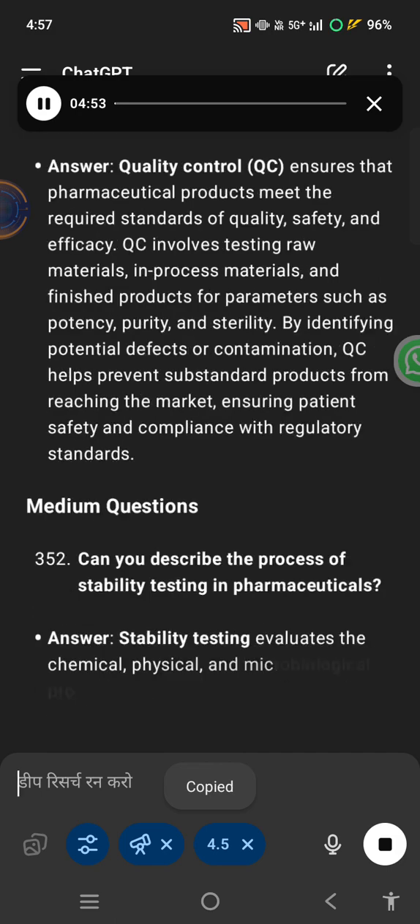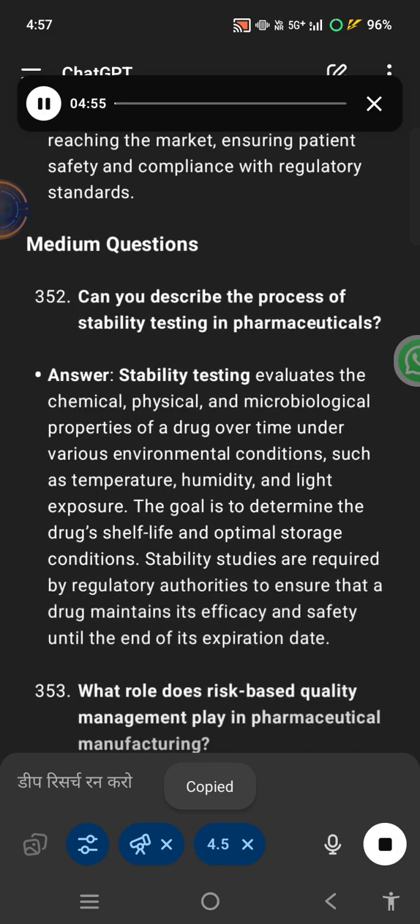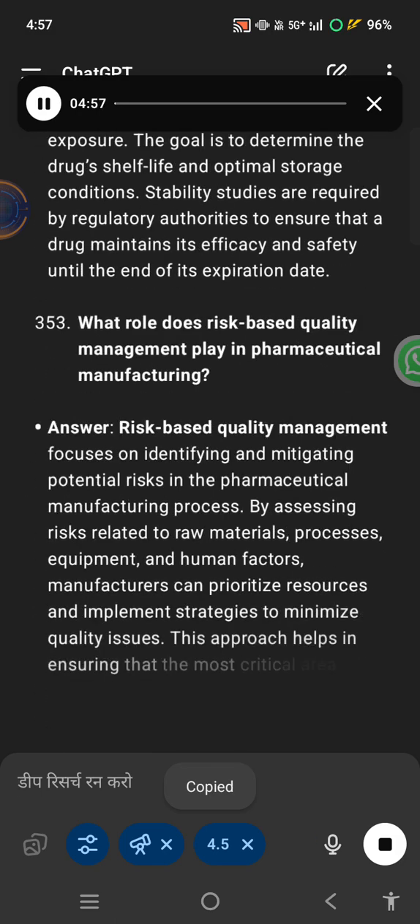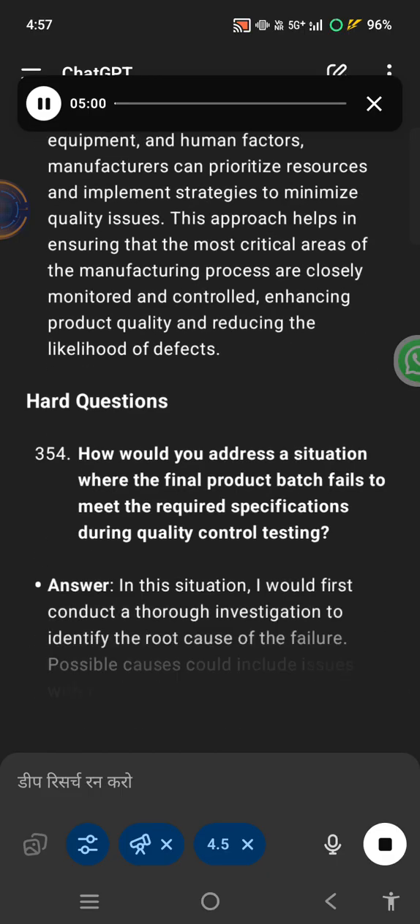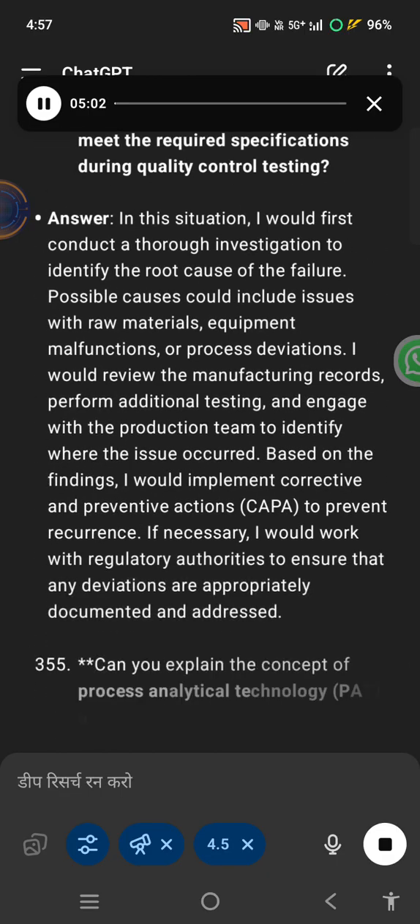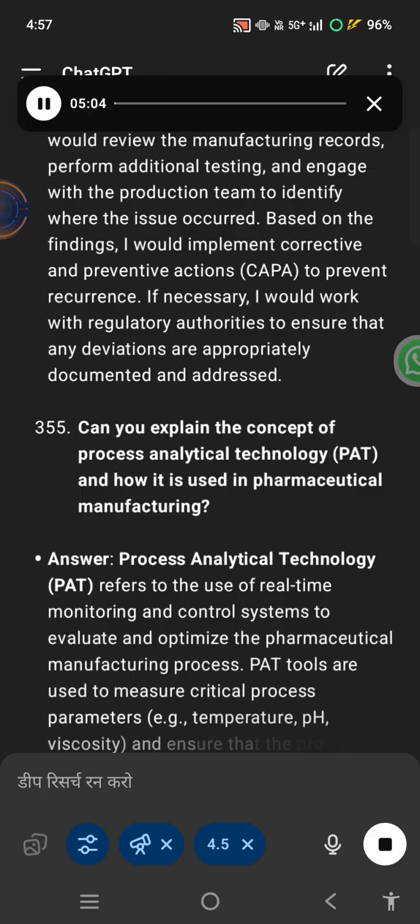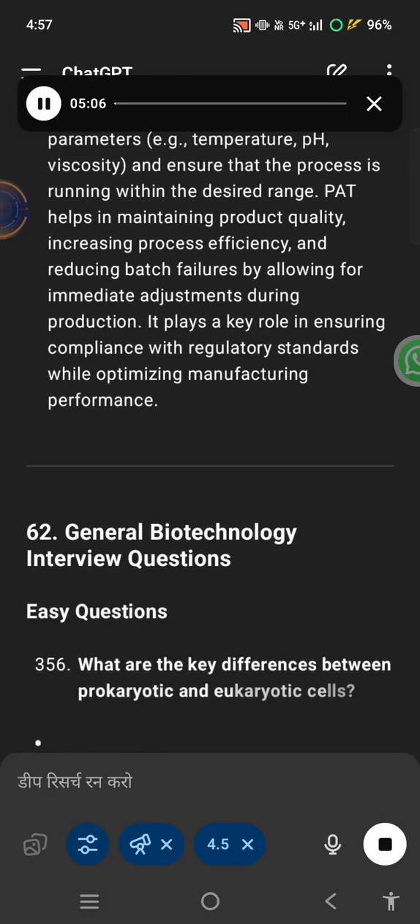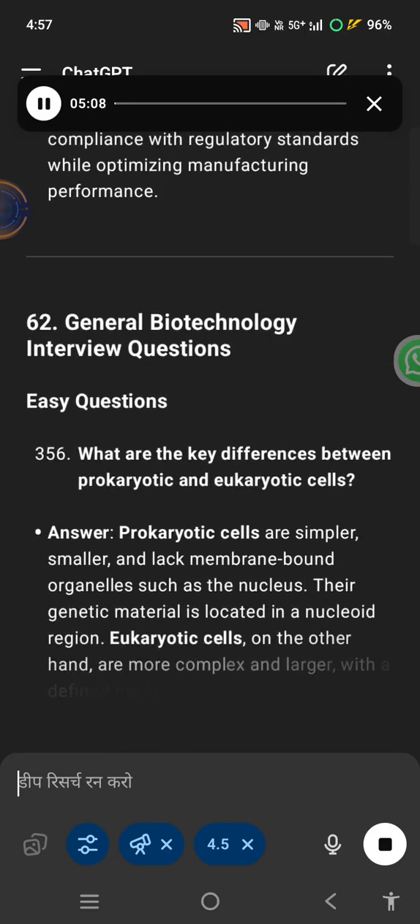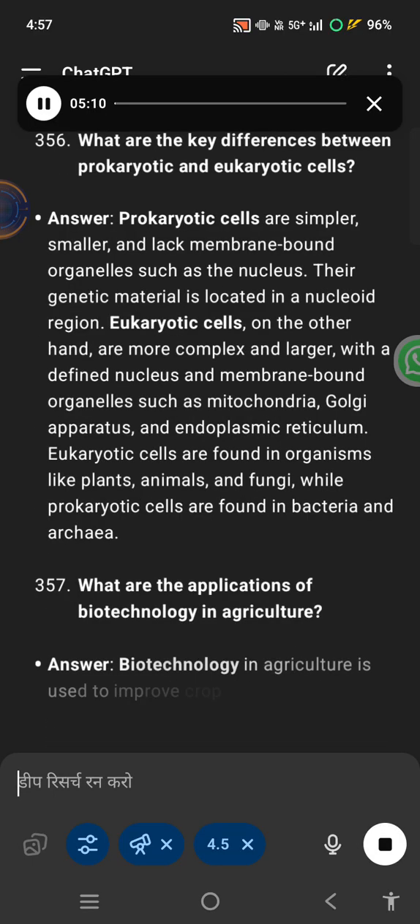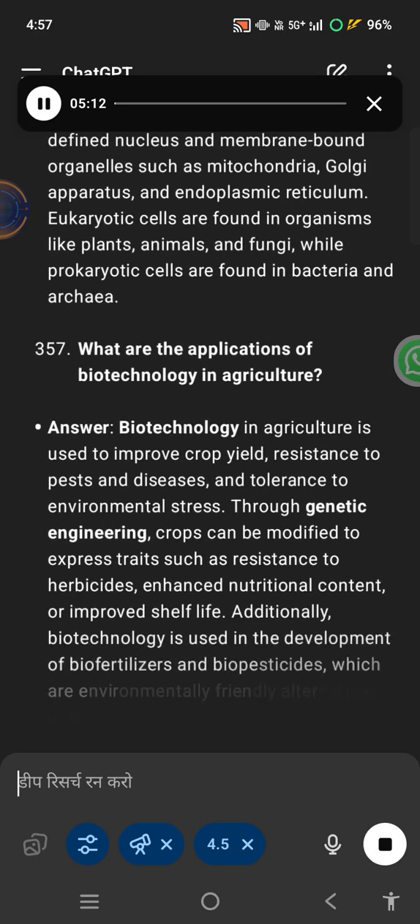39. How do you stay updated with changing global regulatory standards? Answer. I stay updated by subscribing to industry journals, attending regulatory affairs seminars, and networking with industry professionals. I also participate in webinars and engage in training programs offered by regulatory bodies like the FDA and EMA.